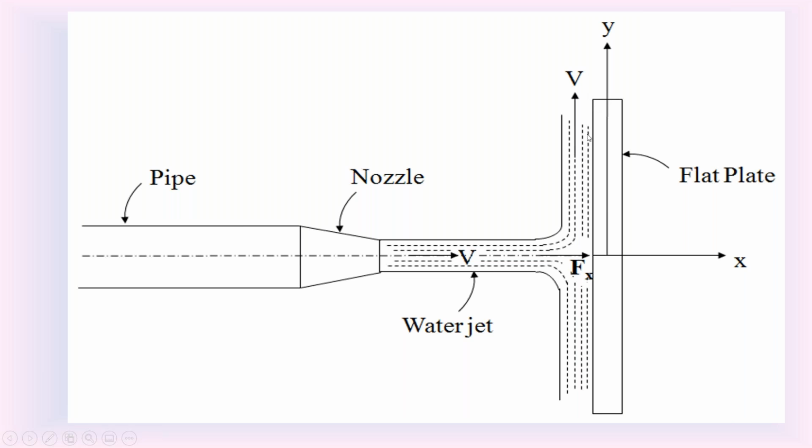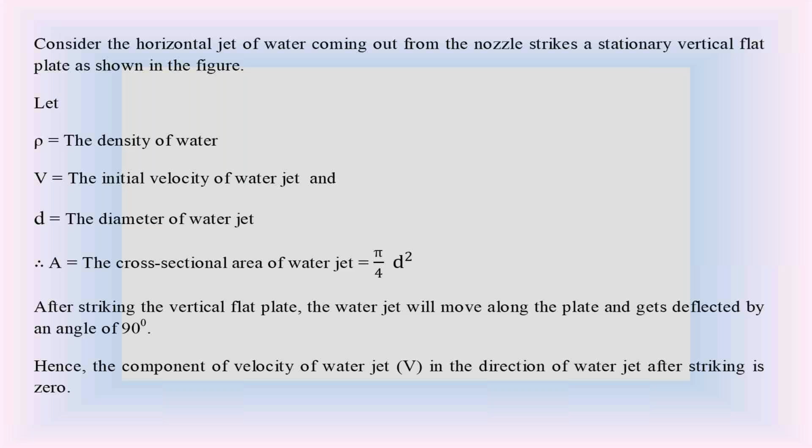We consider the surface of the plate to be smooth, so there is no friction between the flat plate and the water, and there is no loss of energy. So after hitting, the water jet moves vertically upward on the plate with the same velocity v, but this is the final velocity. The initial velocity is horizontal and force Fx is also horizontal. So apply Newton's second law to find the equation of Fx.